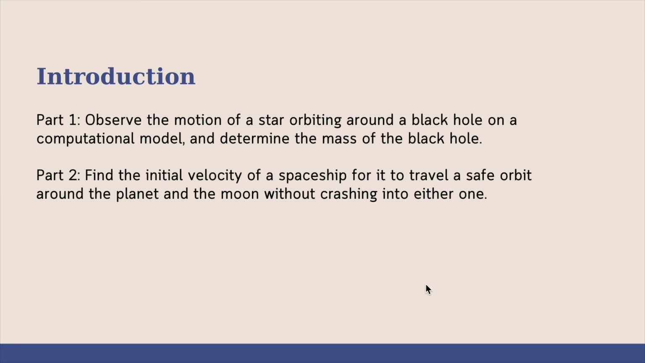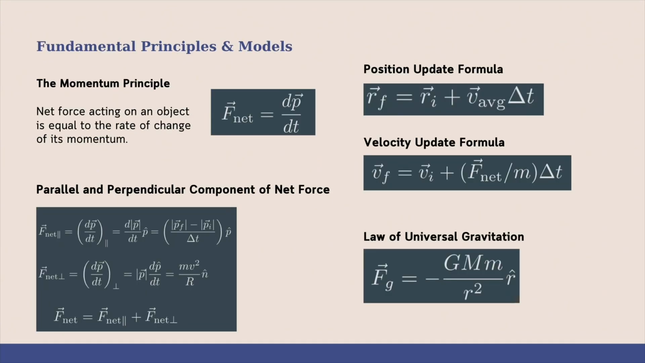This lab is divided into two parts. For the first part, the purpose is to observe the motion of a star orbiting around a black hole on a computational model and determine the mass of the black hole. For the second part, we're going to find the initial velocity of a spaceship for it to travel a safe orbit around the planet and the moon without crashing into either one.